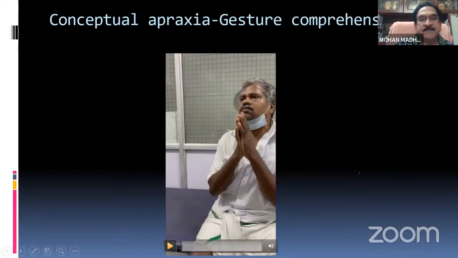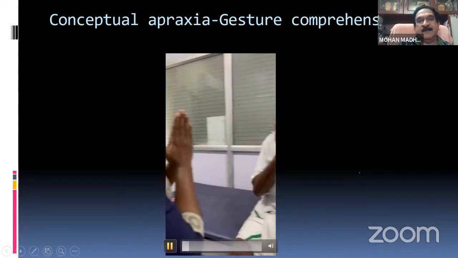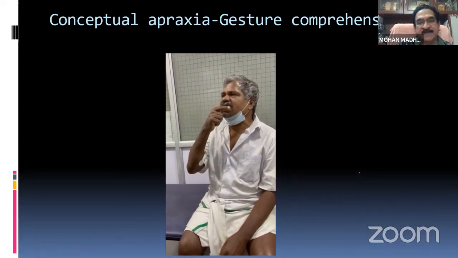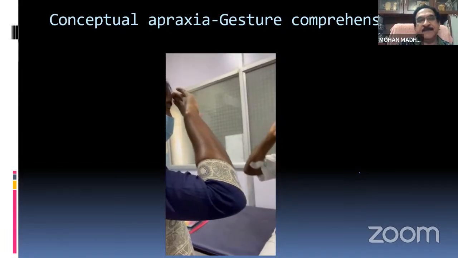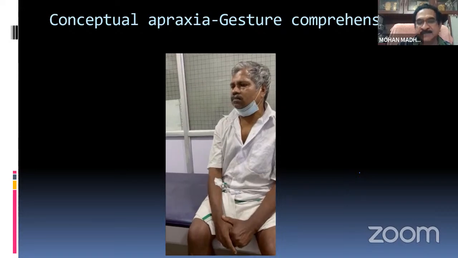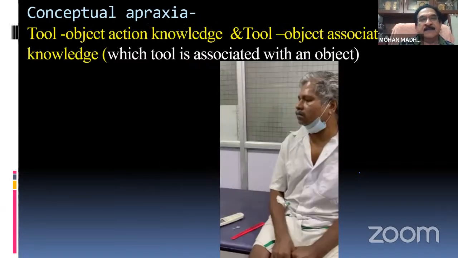Then checking the gesture comprehension, that is, comprehending the action done by others. What is that action? I am asking what I am doing. He is telling that I am saluting, I am brushing. So he has good gesture comprehension. Then coming to the conceptual appraisal testing, the tool-object-action and tool-object selection knowledge.